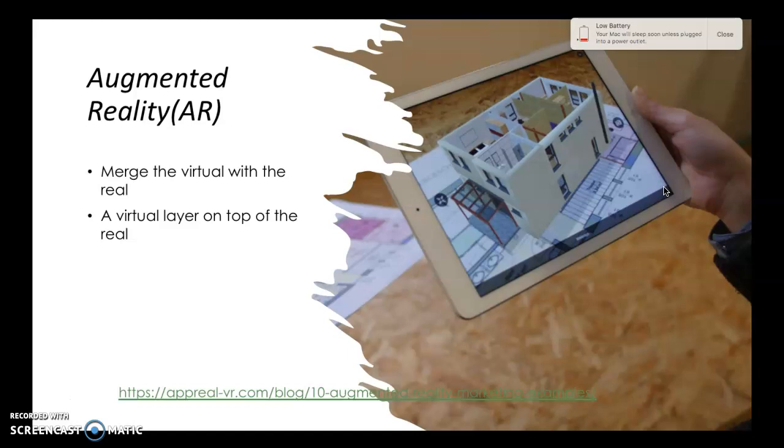So basically the blueprint is still there, and then the model is on top of that. So this can be very handy for those people in interior design, or the architect, or in other fields as well.